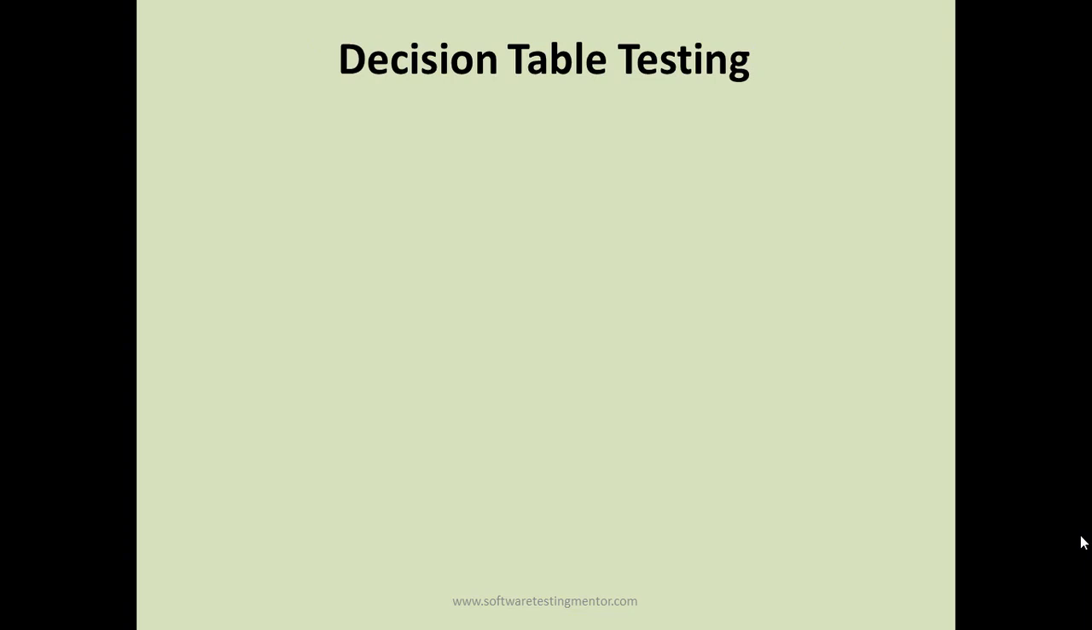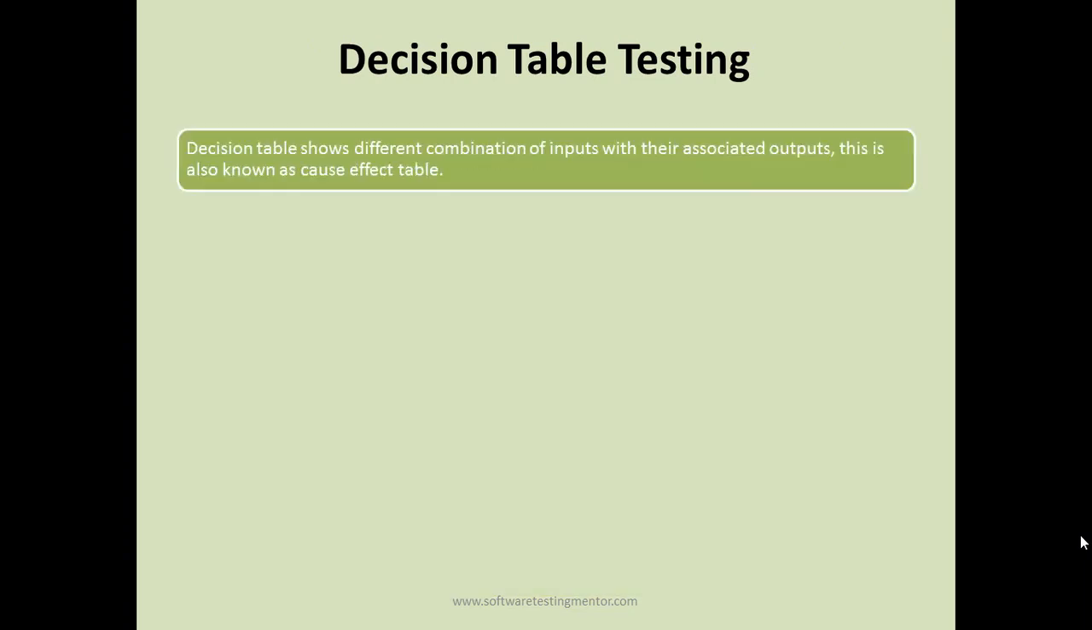So let's understand what is decision table testing. Before going into details of decision table testing, let's understand what a decision table is. A decision table shows different combinations of inputs with their associated outputs. This is also known as a cause-effect table. In a decision table, you have different combinations of inputs.